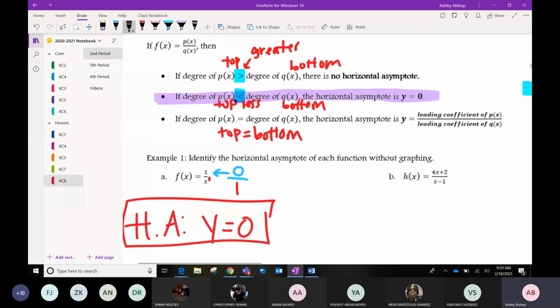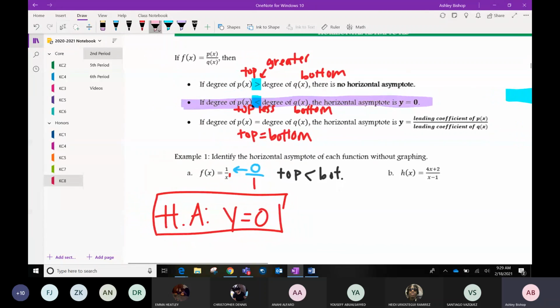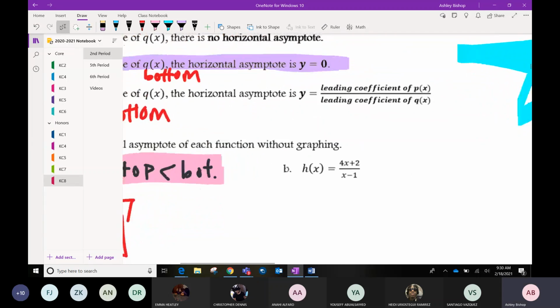Okay? Because the top was less than bottom. Okay. For showing your work, I want you to tell me what type of rule you use. The top was less than bottom. The top is equal to the bottom. The top is greater than the bottom. I want you to tell me which one you used. Okay. Let's do part B.